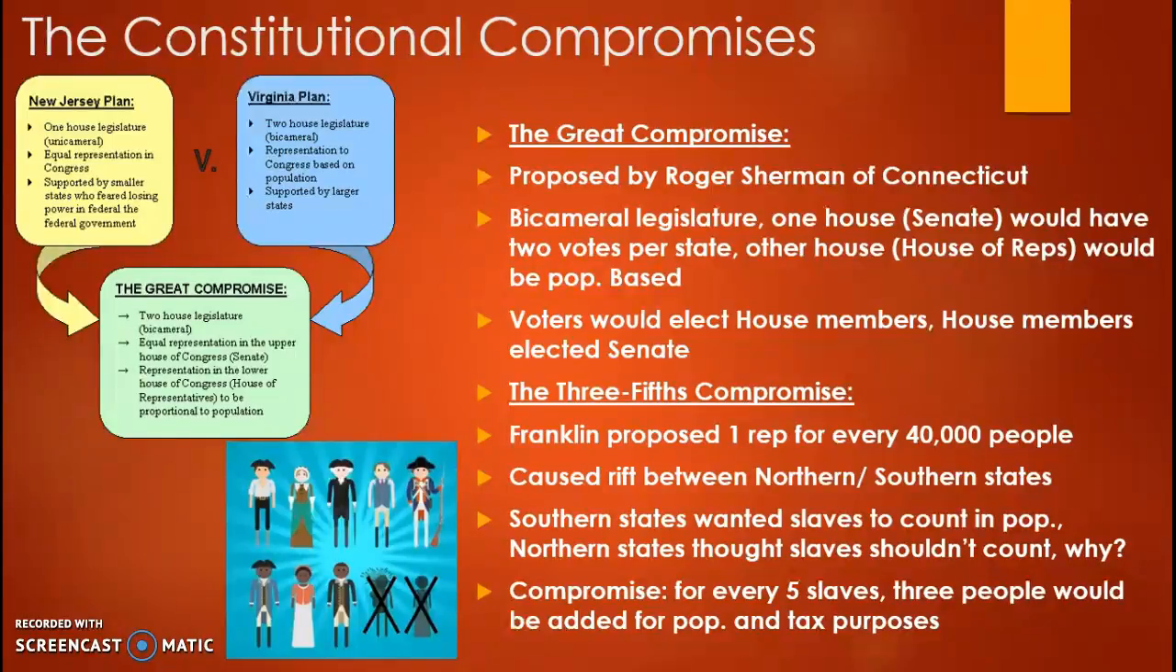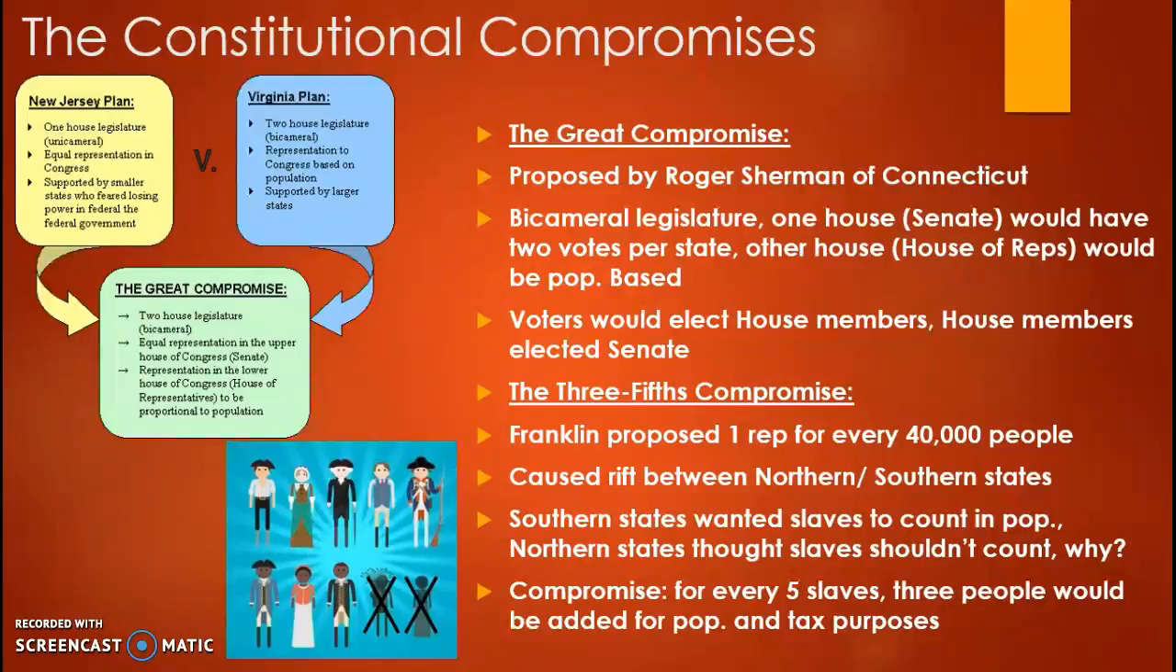So Franklin actually decided that, originally in the Great Compromise, each state would get one representative in the House of Reps for every 40,000 people they had. However, then it became an issue of how do you count people?